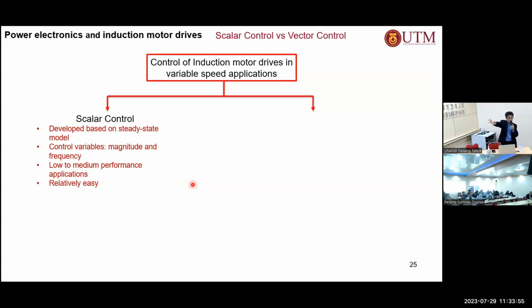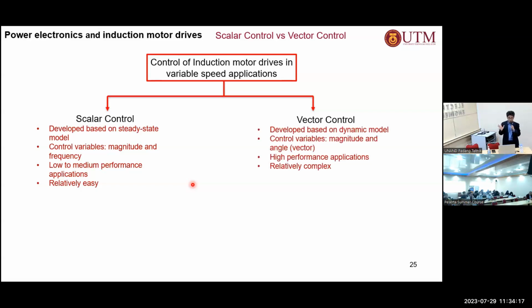Okay, this is how the speed of the induction machine is controlled using the scalar control, which means that the applications are limited to low and medium performance: fans, blowers and so on, compressors, which do not really require precise torque control. All right, so it is relatively easy to control and obviously cheaper.